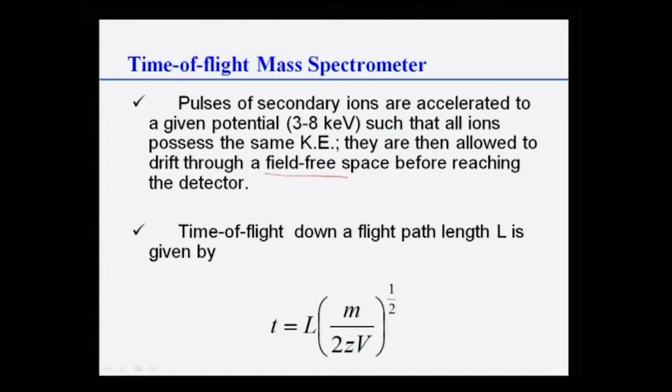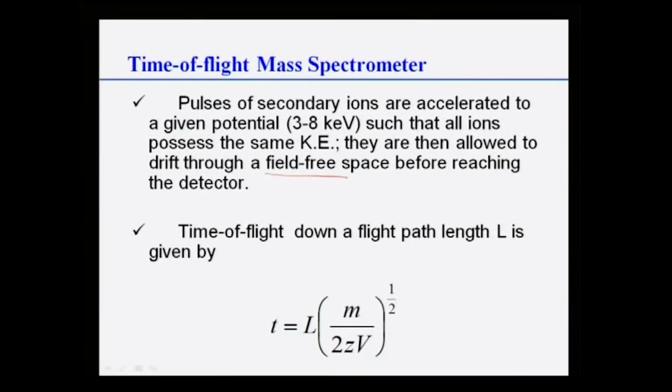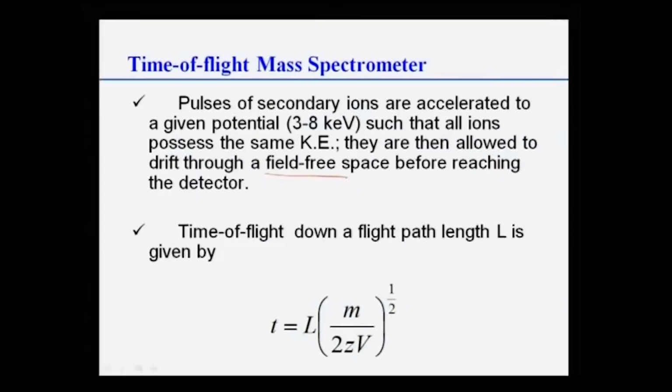Remember, after the secondary ions are accelerated, they are allowed to drift through a field free space. We are not applying any magnetic or electrostatic field before reaching the detector. Because they have the same kinetic energy, half m v squared, but the masses are different, the velocities will be different. Because of this, the time it takes to move a length will be given by t equals L times (m by 2zV) to the power half. L is the flight path length, m is the mass, z is the ionic charge, and V is the accelerating voltage.